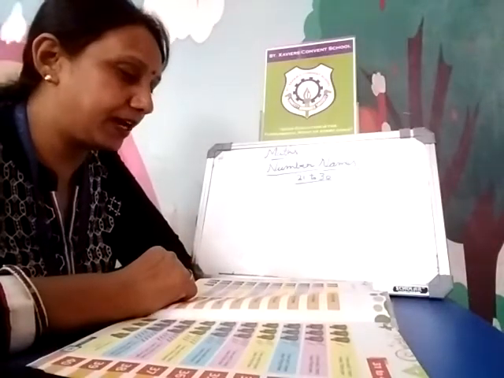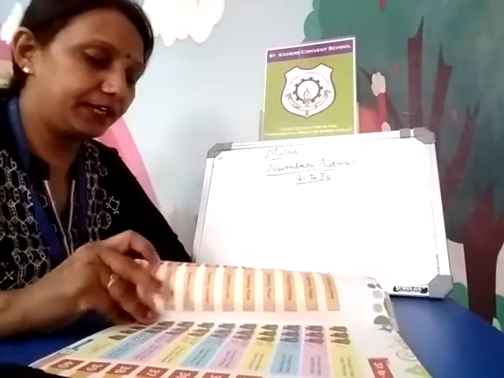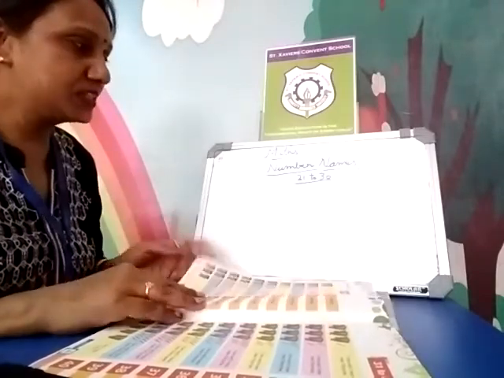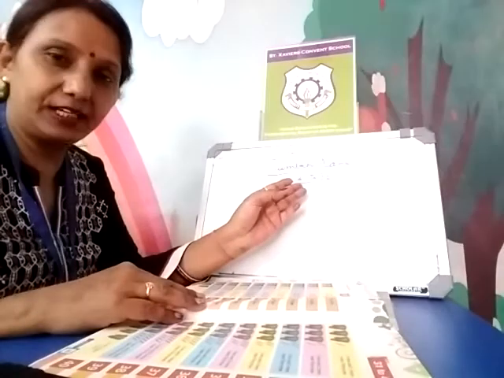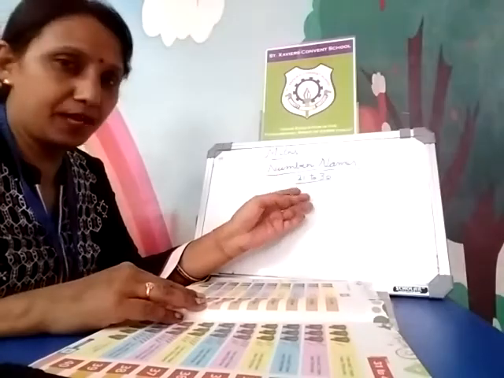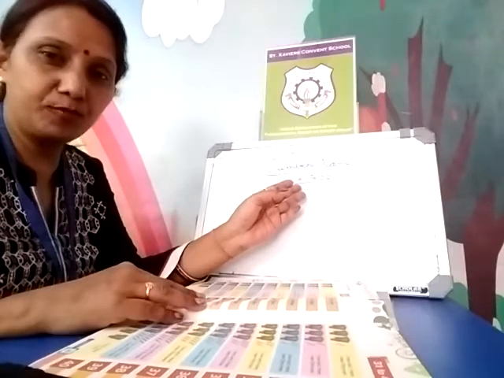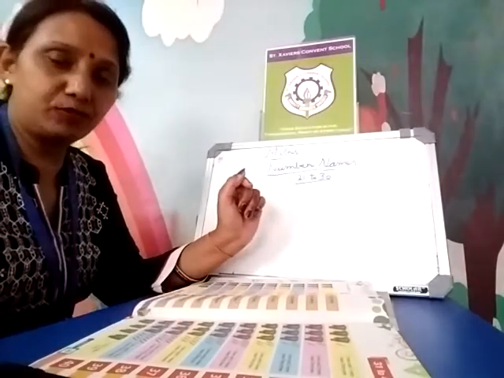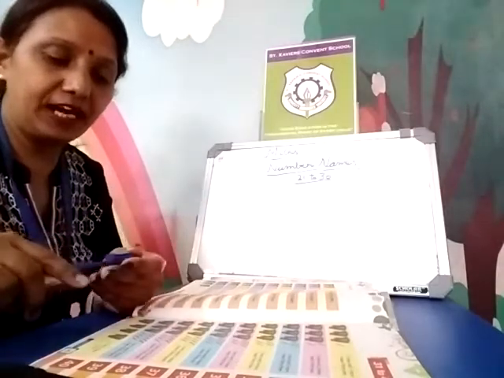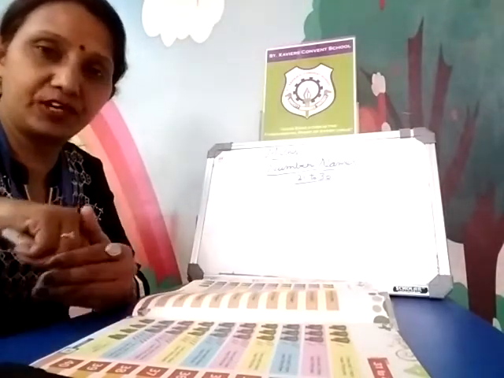Children, so here we will study the subject maths, page number 34, spellings of 21 to 30, number names. First we start from 21 to 30 here. I taught you 1 to 20 in that first video, for your first unit exam.